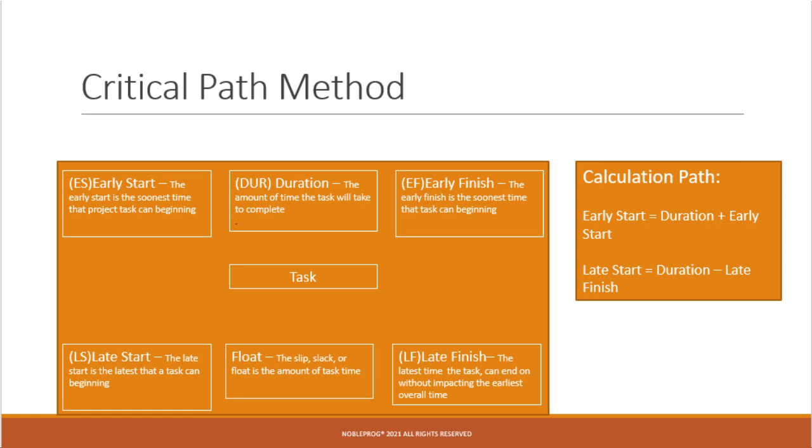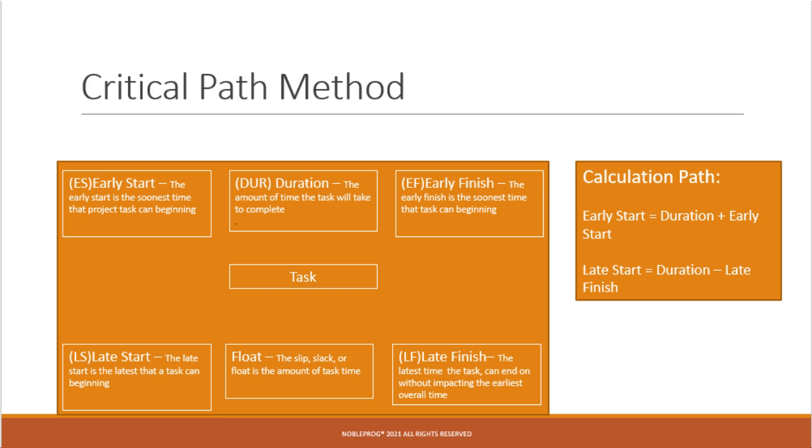Moving to the right is the duration, the amount of time the task will take to complete. The far right corner is the early finish. The early finish is the soonest time the task can end. Moving to the bottom left corner is the late start. The late start is the latest time that the task can begin. In the middle of the bottom is the float.